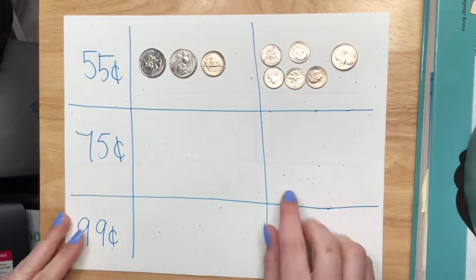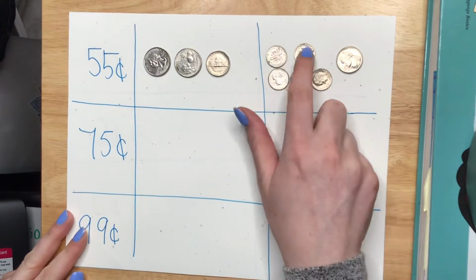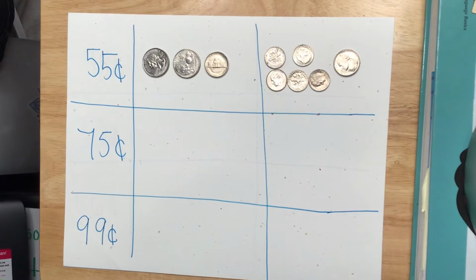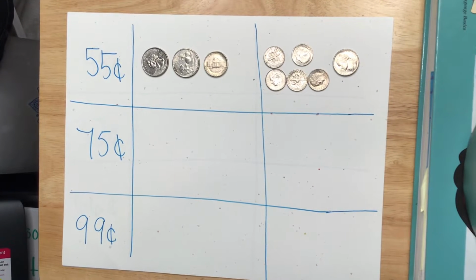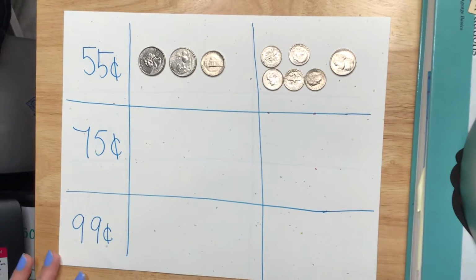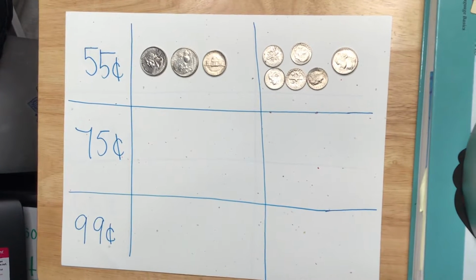Now, my friends, do we agree that this is 55 cents and this is 55 cents? Let me check this one. So we have 10, 20, 30, 40, 50, 55. So both of these ways are ways to show 55 cents. So sometimes when we think about money, it's important to think of the different coins that equal the same amount.